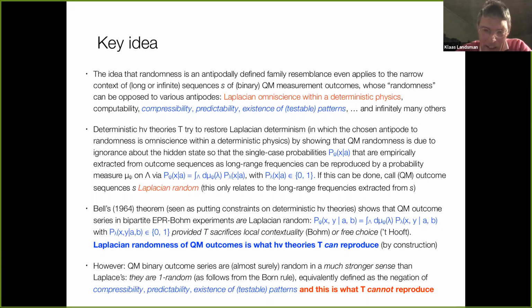And this is the randomness property that a deterministic hidden variable theory cannot reproduce. And this is what I will argue. So the earlier theorems a la Bell and free will focus on a randomness property of quantum mechanics that I would regard as relatively weak. And such a theory, a deterministic hidden variable theory, can actually accomplish this. But if you look at stronger randomness properties of outcome sequences, then they can't. That's my argument.